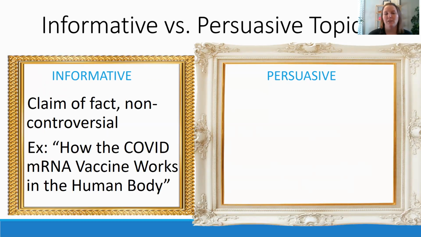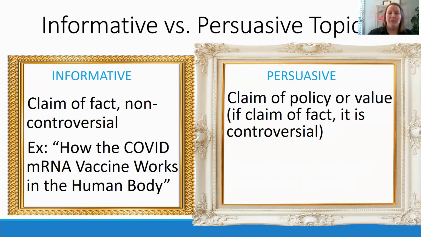For example, and I'll use this example again later on, if you wanted to talk about the COVID vaccine, you could give an informative speech about how the vaccine works in the body, just explaining or demonstrating the science behind it, right? In a persuasive speech, you are usually advancing a claim of policy, and that's a claim that says how we should do something or what we should do or that we should do something or not do something, right? It's about an action.